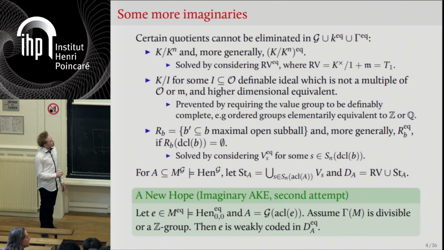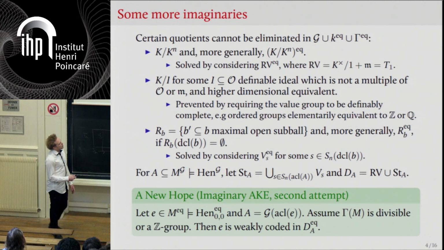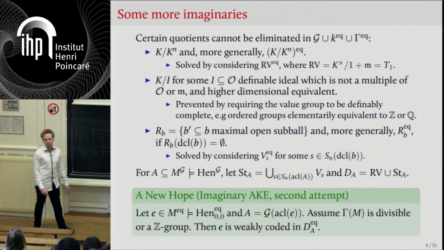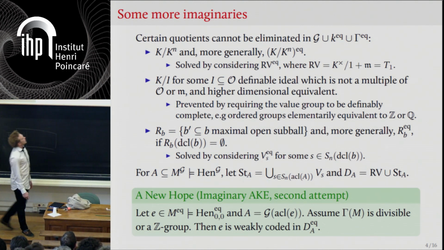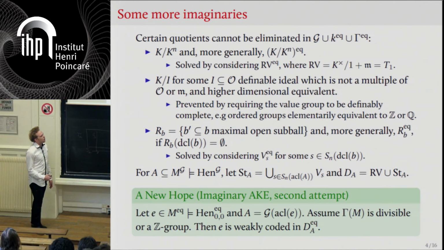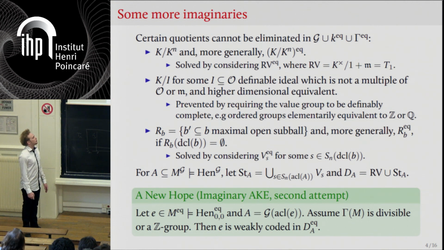Well, then this imaginary is weakly coded in DAEQ, which means that there is a tuple in DAEQ which is algebraic over E, and E is definable over this thing. It's a bit annoying because the set in which we're coding E depends on E itself, but we'll see how to get around that eventually. So that's the conjecture that maybe one should be aiming for. I'm not claiming in any way that I can get this far, but I can take care of some cases.